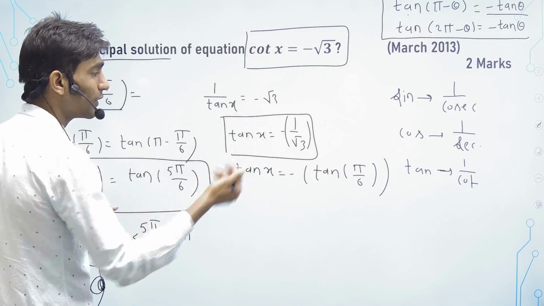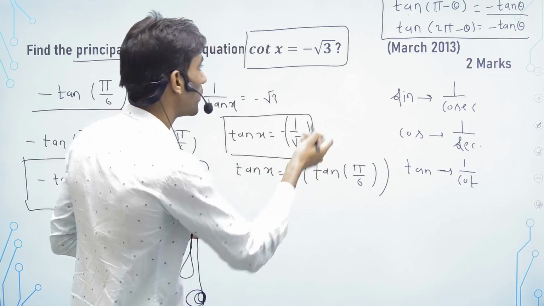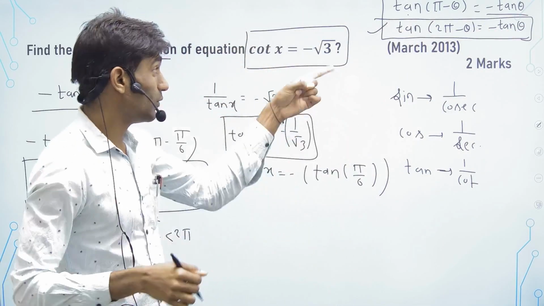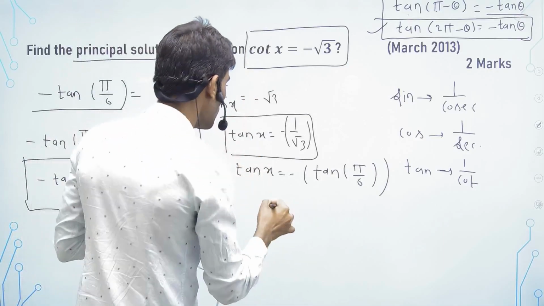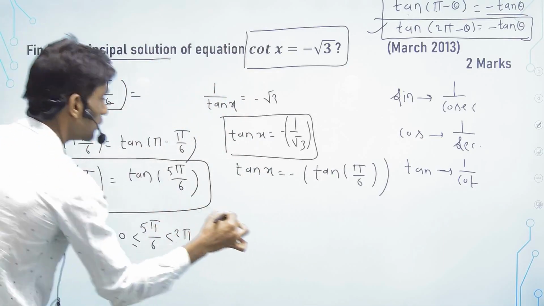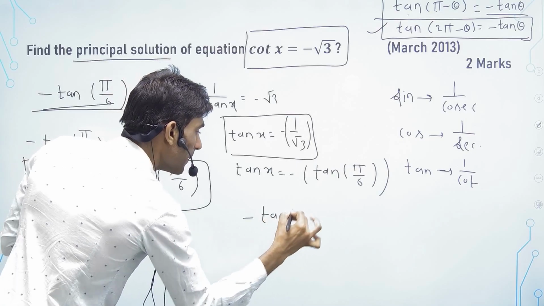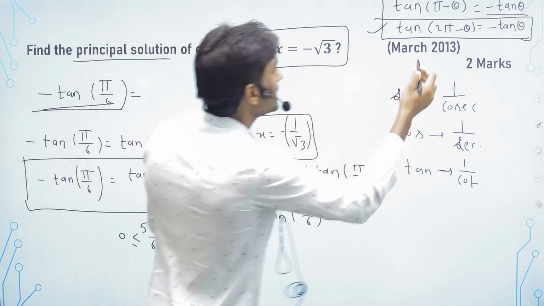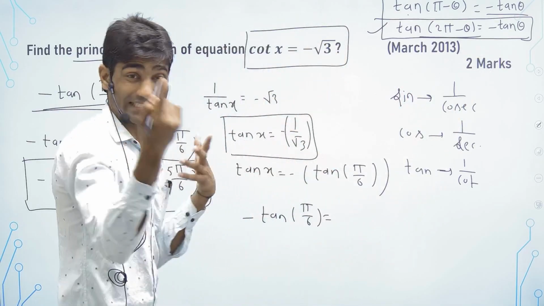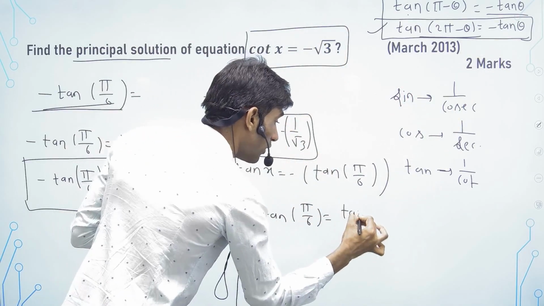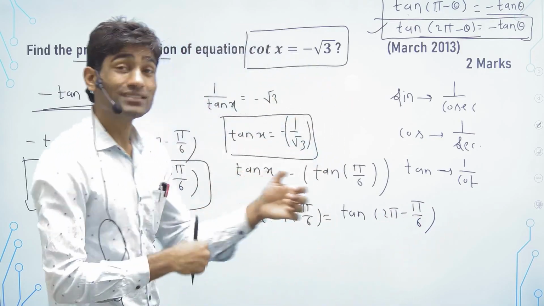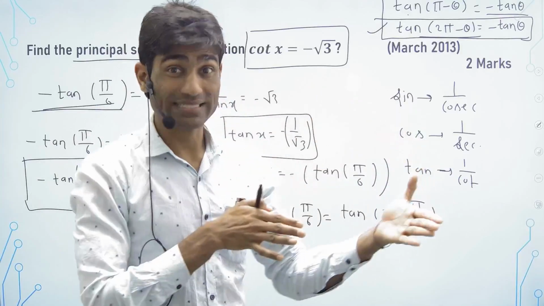So now let's go for the other term. For that we have to use another result, which is tan of 2 pi minus theta, which is minus tan theta. So we have minus tan theta, which is equal to minus tan pi by 6. We want minus tan pi by 6 as tan of 2 pi minus theta. That means tan of 2 pi minus pi by 6.